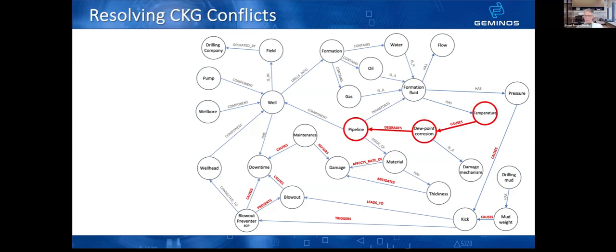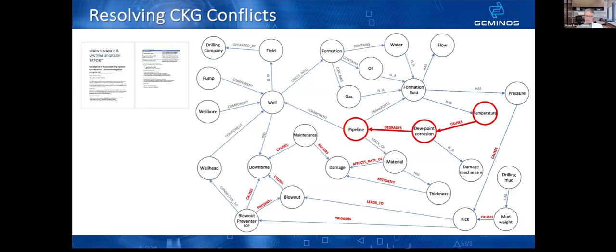But the problem is, as we add more information, we sometimes get conflicts. This is pretty common when you're building the knowledge graph. Here I have some initial causal information about dew point corrosion. When the temperature drops below a certain level, the gases in the pipeline can drop down and become liquid. That causes more corrosion, so it causes degradation in the pipeline. Very common situation in refining and various aspects of oil and gas production.